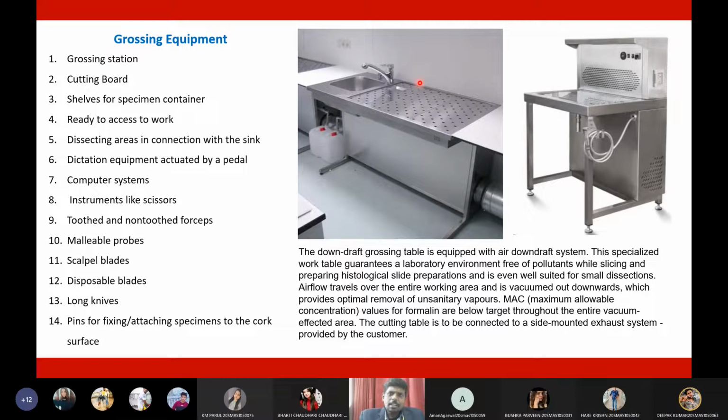By the way, students, the same tables we will use for cutting human bodies also. Even in mortuaries, we use these same tables for cutting bodies. I have seen it. I kept a body on this table and I have cut human bodies actually. So these are not only for histopathology. We will also use the same equipment for mortuaries, for surgeries, wherever we are dealing with human bodies or pathological tissues. Okay, so this is called a gross station.